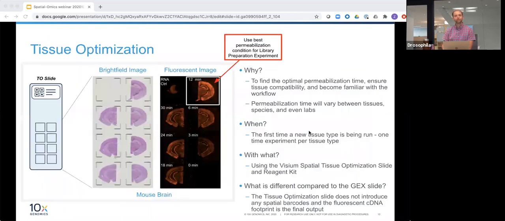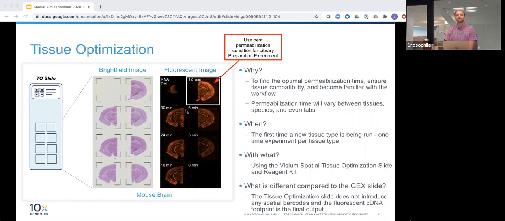So what does that actually look like? This is an example of a mouse brain and the time course that we run. You'll see a lot of mouse brains in this talk. It's a really nice tissue to work with. It's relatively easy to permeabilize, and it has very nice structure that's very obvious to see spatially. And so what you would do here is you would take your tissue sections, you have a negative control where you don't permeabilize, and then you do your permeabilization time course. In this case, we went from 3 to 30 minutes, as well as adding an RNA control. And this is just total RNA that you place onto the slide to show that your reverse transcription is working.